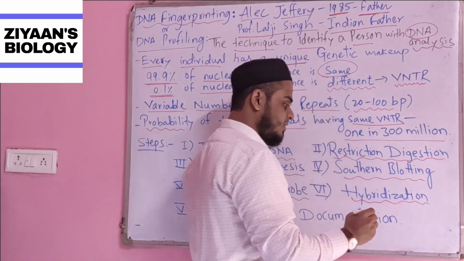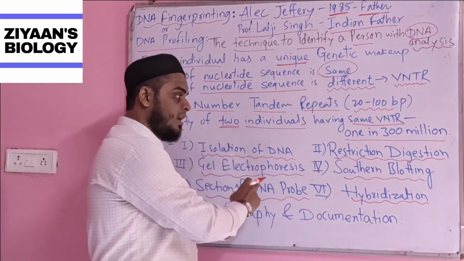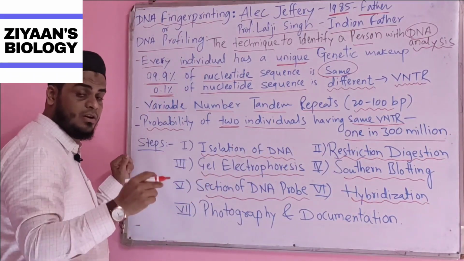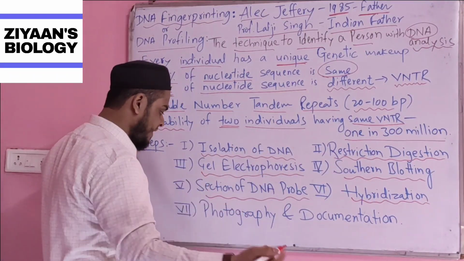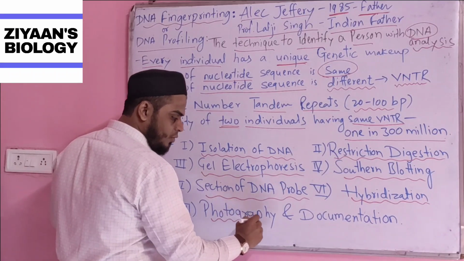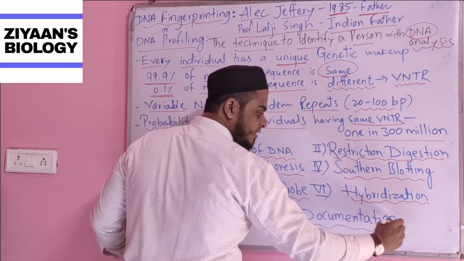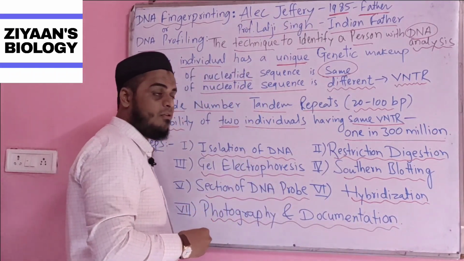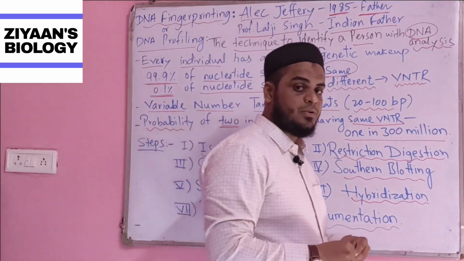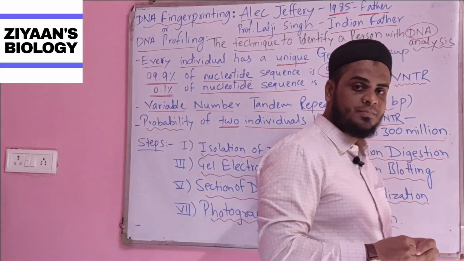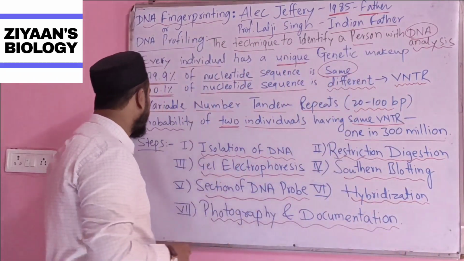And at last we will be going for the hybridization of the formed DNA probe and our target DNA, or what we call the host DNA. And at the end of the day we will be dealing with the photography and documentation of whatever genetic sequence we have obtained, or whatever VNTR sequence repetition we have obtained. Okay, so let's get started.